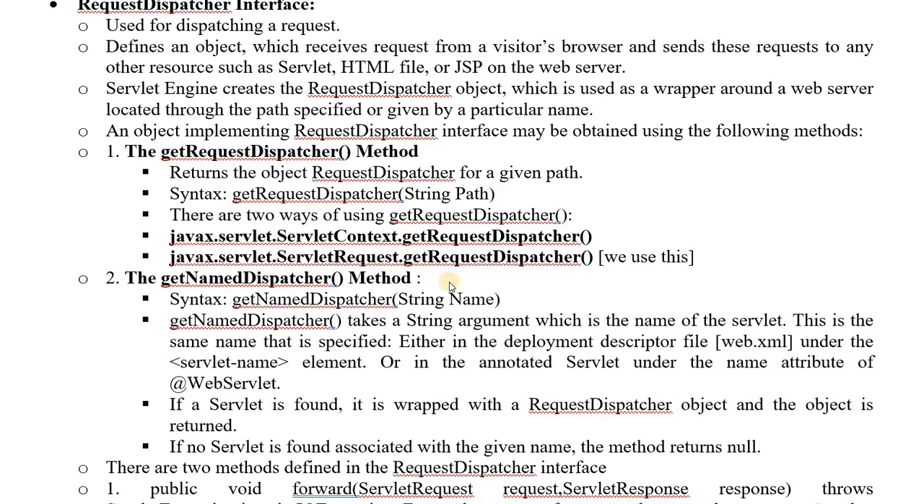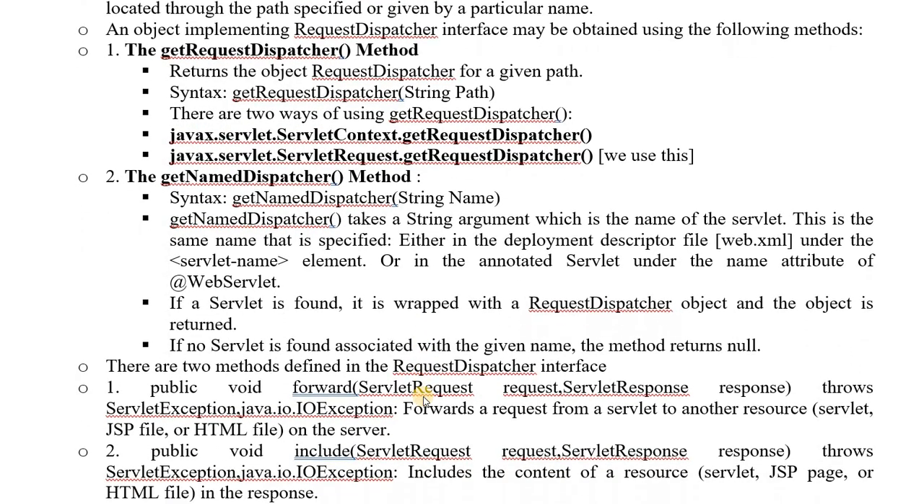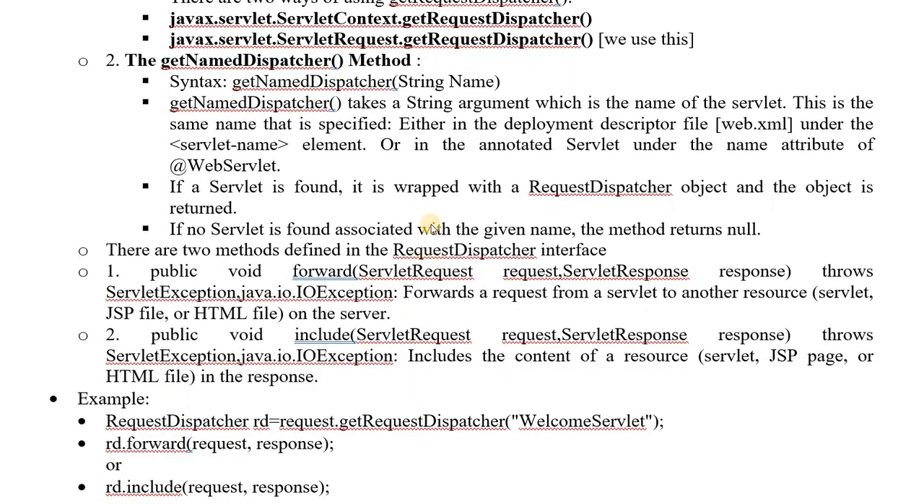Now there is another way of getting a request dispatcher object, that is the getNamedDispatcher method. We can call this method and provide the name of the servlet, or we can give the name of the file to which we want to connect. In case the servlet whose name we have given is not found, what will it do? The method will return null. This is how you get the object of the request dispatcher, correct?